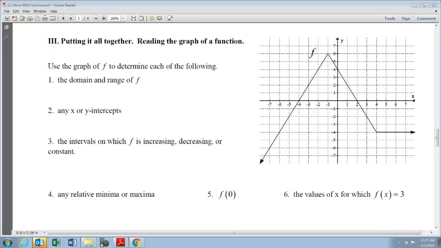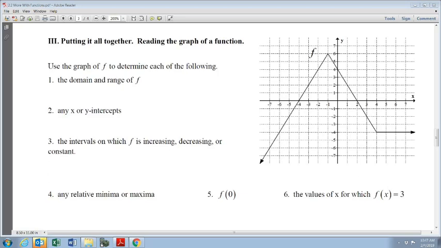Alright, in this video I'm going to finish up our discussion of more on functions in section 2.2. It says here, putting it all together, reading a graph of a function. So here, first of all, we need to find the domain and range.